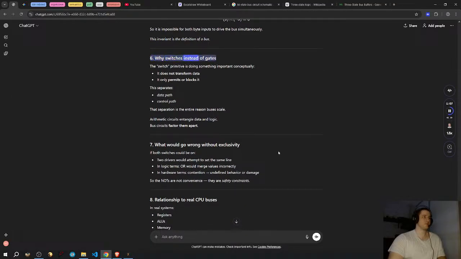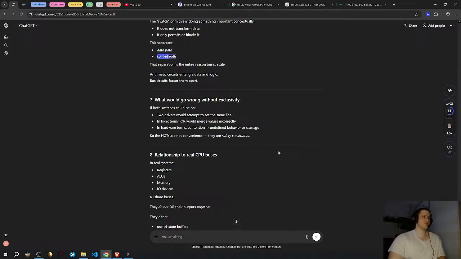6. Why switches instead of gates. The switch primitive is doing something important conceptually. It does not transform data. It only permits or blocks it. This separates the data path from the control path. That separation is the entire reason buses scale. Arithmetic circuits entangle data and logic. Bus circuits factor them apart.